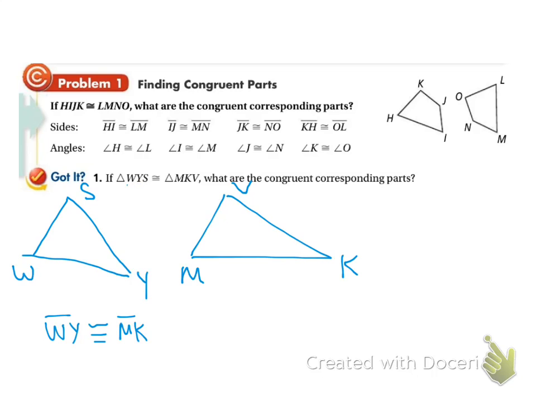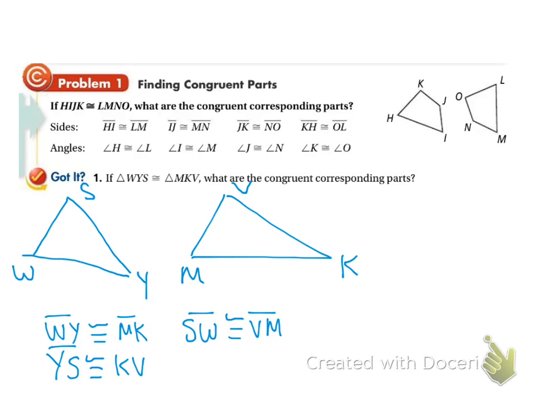And now I'll take my second two letters, the YS and KV. So YS is congruent to KV. And then I can also take the last letter and the first letter. So I can take SW congruent to VM. And then I can take each angle.